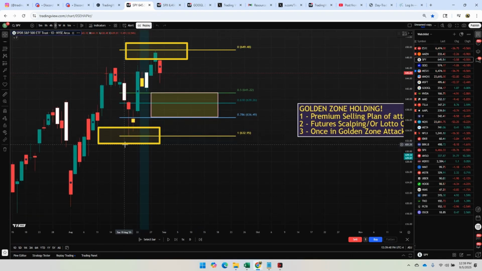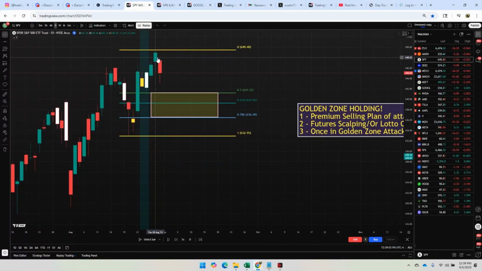Okay, so why did I use this low? Because this is the last low before we make a new high. It's that simple. But you want to start on the higher time frame. This is the daily chart, and then we're going to go down to the 1 minute chart.